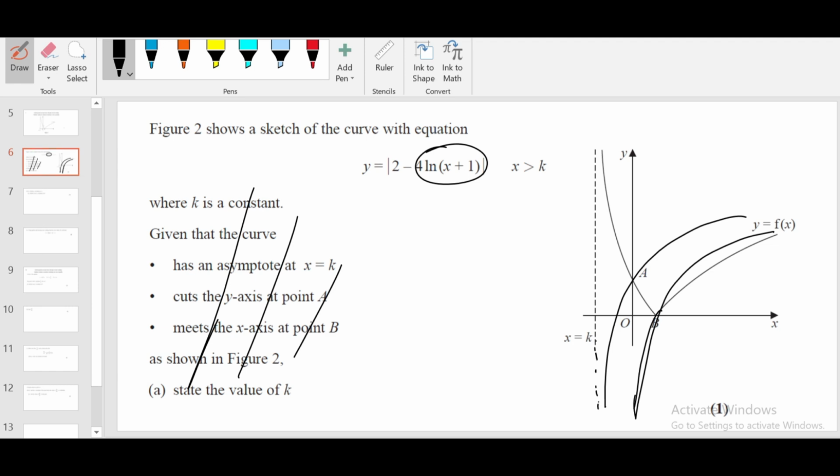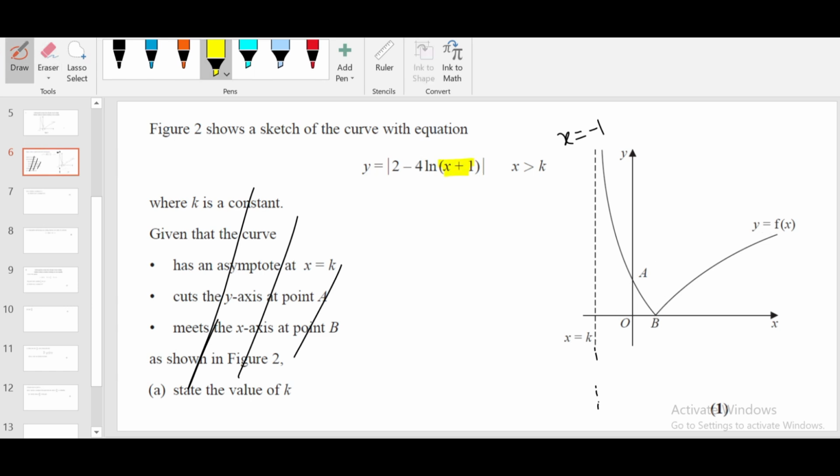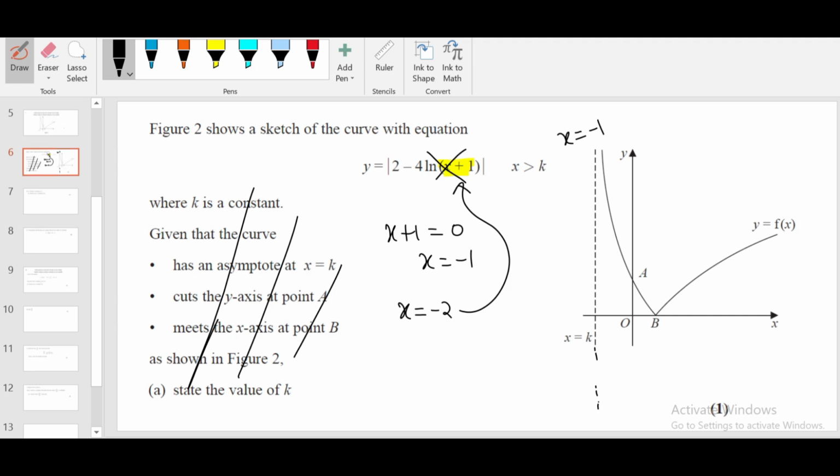So this is supposed to be -1. But we will double check. How do we double check? This ln cannot be 0 or a negative number, right? So if it is 0, x is equal to -1. If x is any other number smaller than -1, let's say x is -2, you plug in here, this becomes negative. That's not possible. Ln cannot be negative also, right? So that tells us the value of x should be greater than -1. So what's the value of k? k is equal to -1. That's just a 1 mark question.